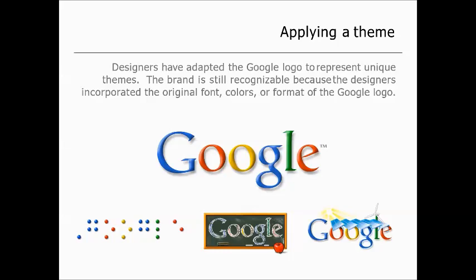Another one is applying a theme. Designers have adapted the Google logo to represent unique themes. The brand is still recognizable because the designers incorporated the original fonts, colors, or format on the Google logo. So if you notice, when Google is celebrating something, it changes its logo depending upon the celebration that month or that week. However, it still has its font, color, and format. It didn't change. Still, it's Google.